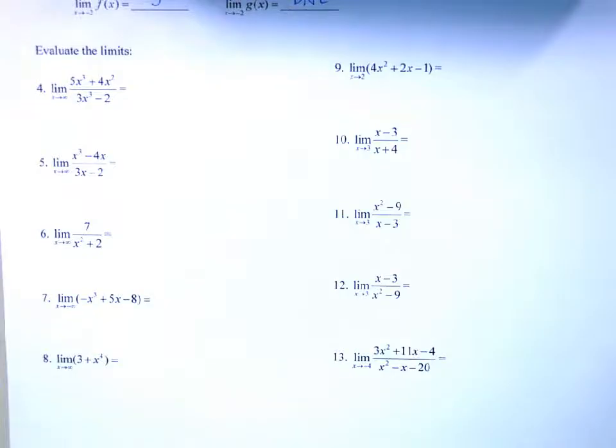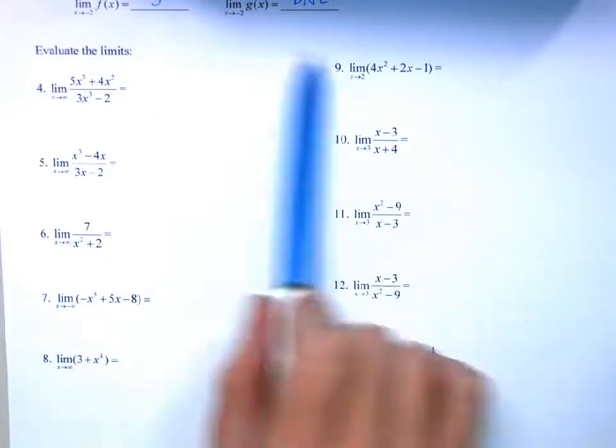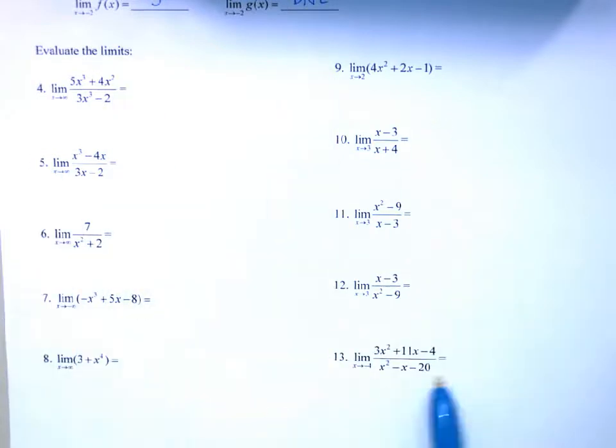Okay, in this next section here, we're evaluating a whole bunch of different limits analytically. We don't have the graph in front of us. We don't have a table of numbers. So the things you're going to pay attention to are, what are we taking the limit? Where are we taking the limit? Is it at infinity or is it at a specific point? And then the structure of the different equations.